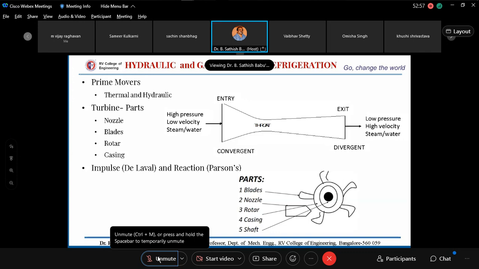Won't water be hydraulic? Yes, ma'am. Water wheel would be hydraulic, right? Yeah, it is an example for hydraulic. Okay, no problem. Next. That's what you have studied in Pelton wheel, right? Yes, ma'am. Good. Next.